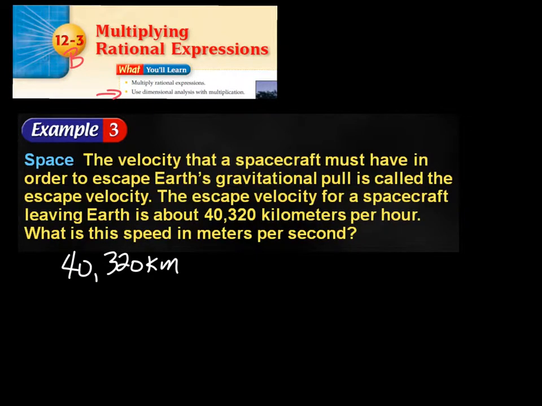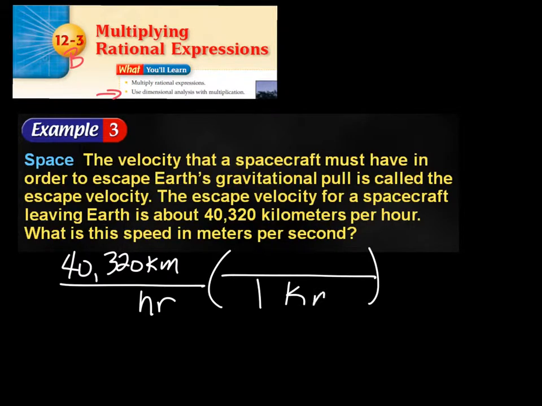To set it up, we've got 40,320 kilometers, and then the word per tells us divide, hour. And then we need to change that to meters per second. So we know there are 1,000 meters in 1 kilometer. I want to get rid of the kilometer, so I'm going to put that in the denominator. Anything divided by itself is 1. Since they're equal, it's worth 1.